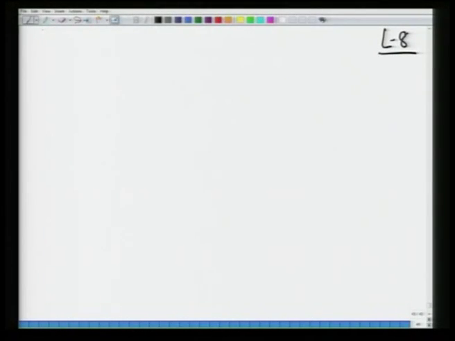Now, the next case that we will take in this lecture is case 3, or C, I do not know what we used. Let us see what we used in the previous slide.